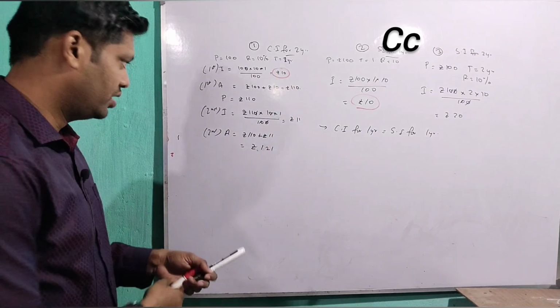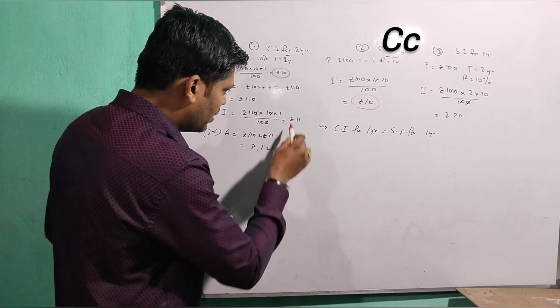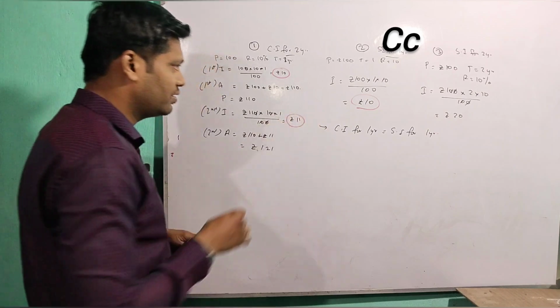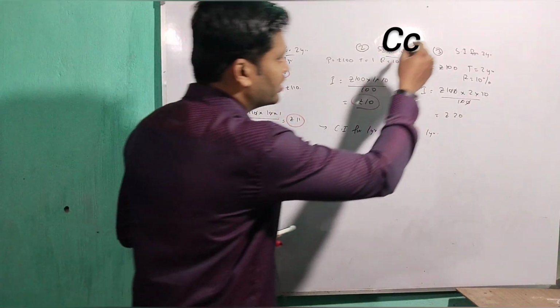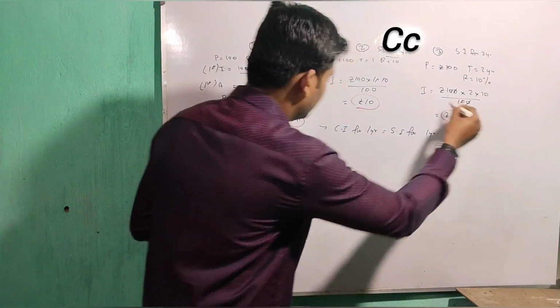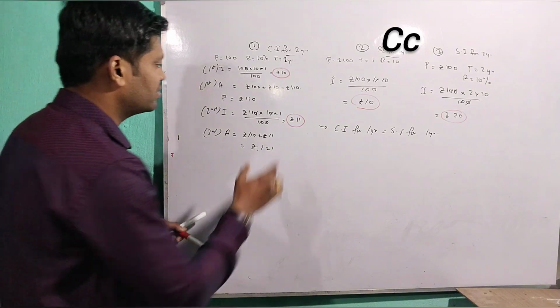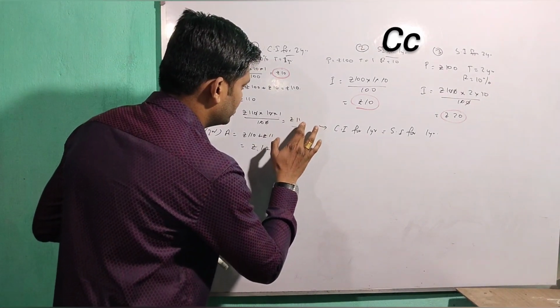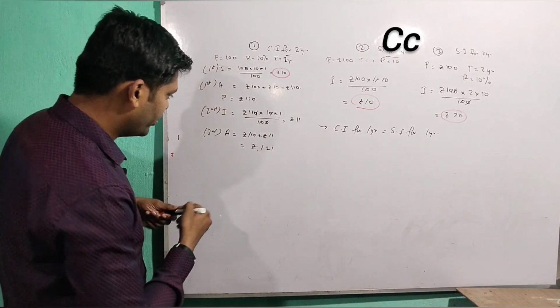Now you see, compound interest for the second year is 11, and simple interest for the second year is 20. Sorry, not this one, this is for simple. I have to take the compound interest now.